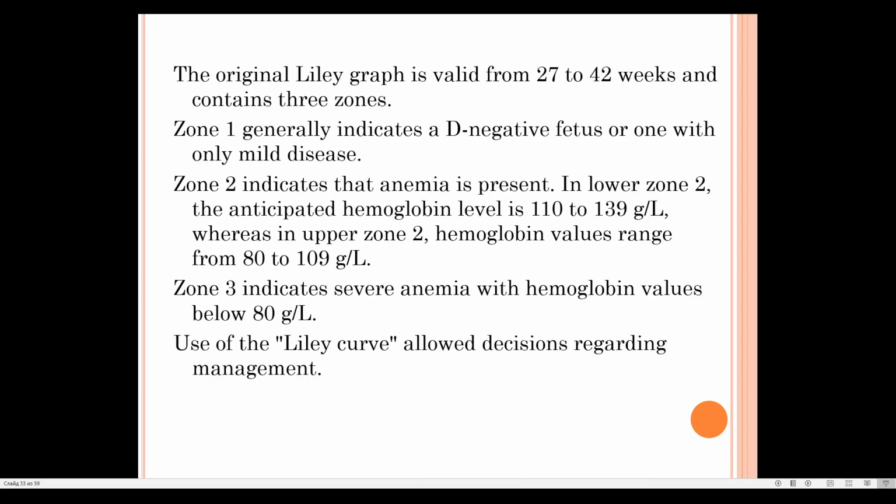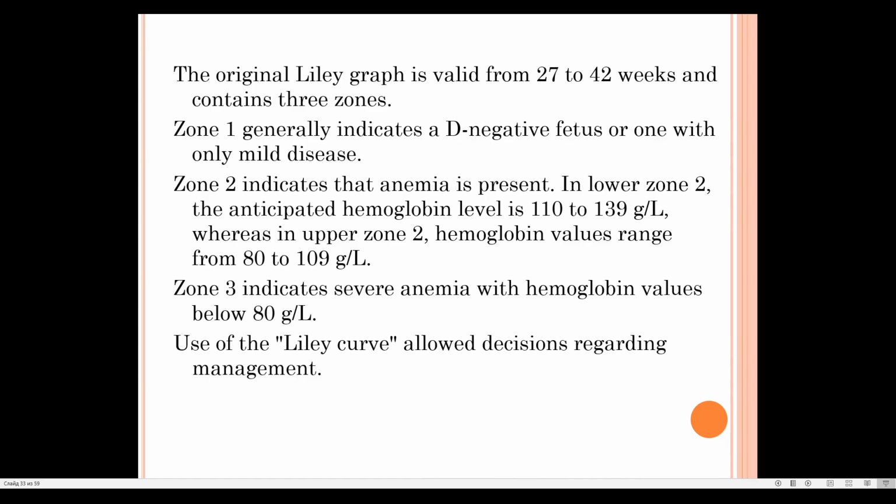The original Lilly graph is valid from 27 to 42 weeks and contains 3 zones. Zone 1 generally indicates a D negative fetus or one with only mild disease. If the baby's results pass into zone 1, it means the pregnancy can be normally continued until more mature terms or even full term with only observation.